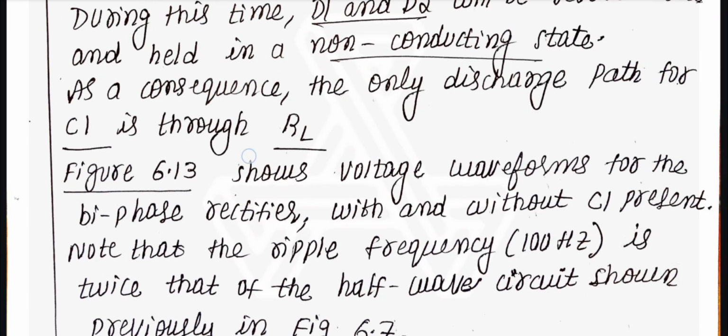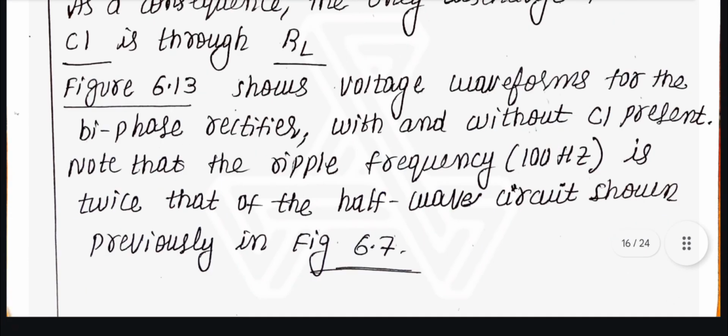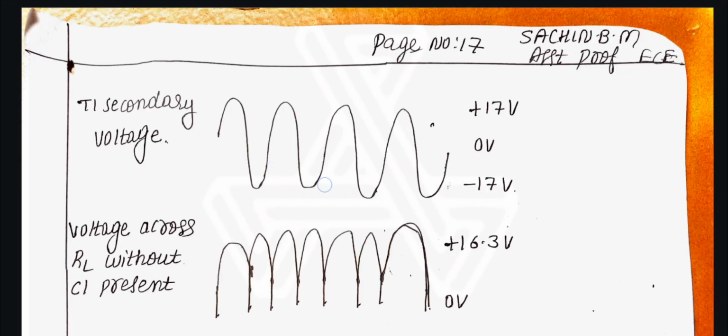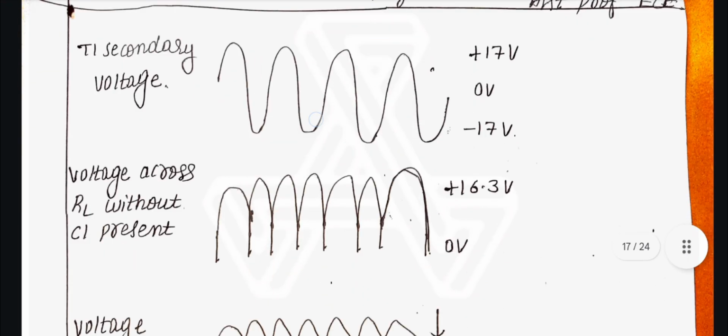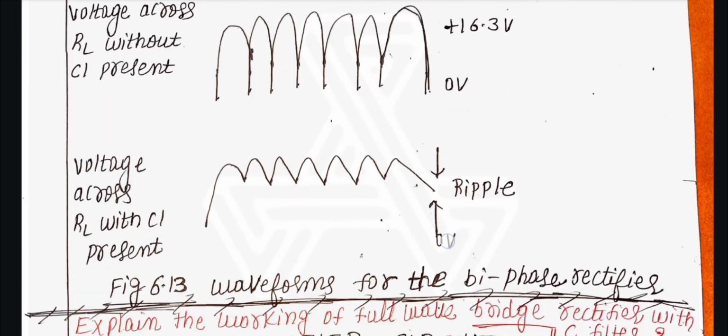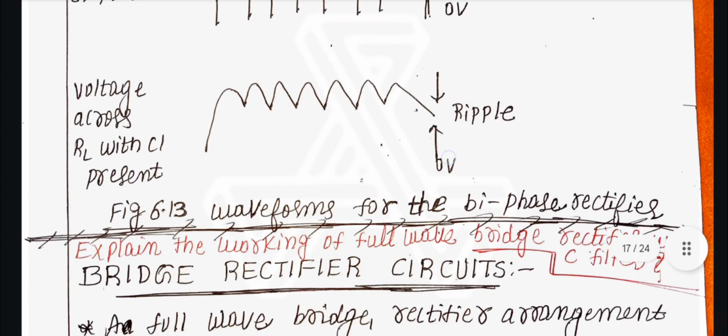Figure 6.13 shows voltage waveforms for the biphase rectifier with and without C1 present. Note that the ripple frequency of 100 Hz is twice that of the half-wave circuit shown previously. T1 secondary voltage: plus 17 and minus 17. Voltage across RL without C1 present: 16.3 volts. Voltage across RL with C1 filter present. Waveforms of the biphase rectifier.